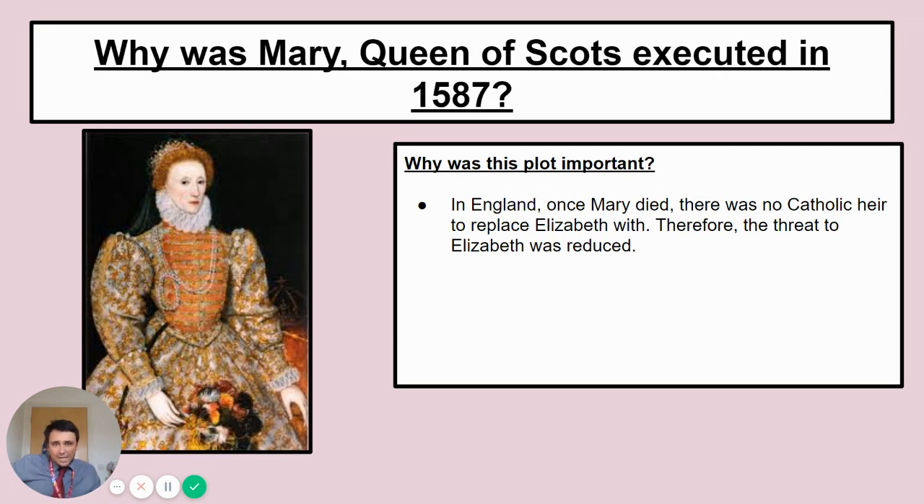So, why is the Babington plot so important? Well, like we said, in England, once Mary had died, there was no Catholic heir to replace Elizabeth with. Therefore, the threat to Elizabeth was reduced in England. The English stopped trying to overthrow Elizabeth because there was no one to replace her with.